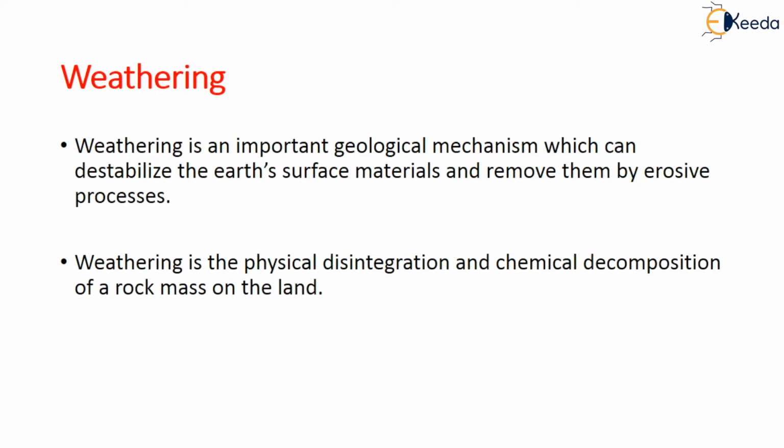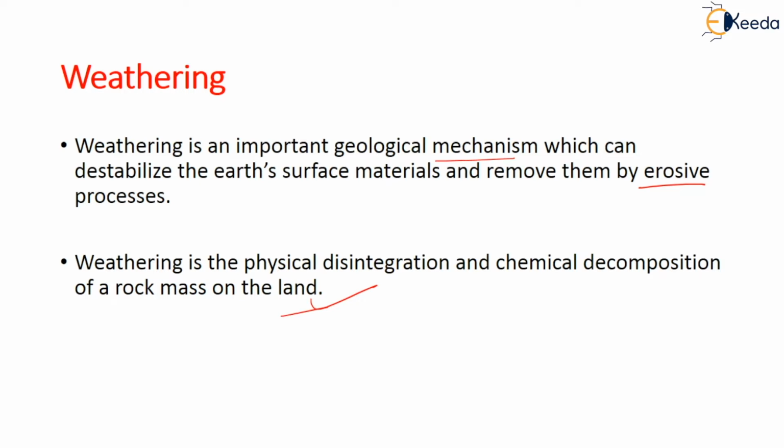Coming to weathering, what do you mean by weathering? It is a very important geological mechanism where it can destabilize the surface of the earth and the materials present on it, which are removed by the erosive processes. We will see what do you mean by erosive processes and how many processes are there. Actually, it is also defined as a physical disintegration and chemical decomposition of a rock mass which is present on the surface of the earth, that is the land.